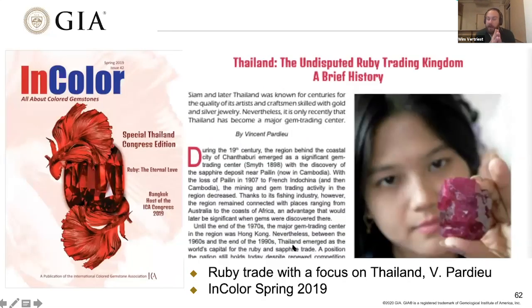Another really fine article that tells the same story is by Vincent Pardieu in InColor, which was I think about exactly 1 year ago, in the InColor edition, spring 2019, which you can find through the ICA website, where he looked at the ruby trade with a particular focus on the position of Thailand and Thai traders.